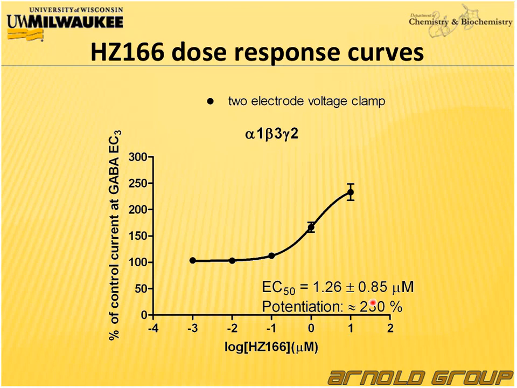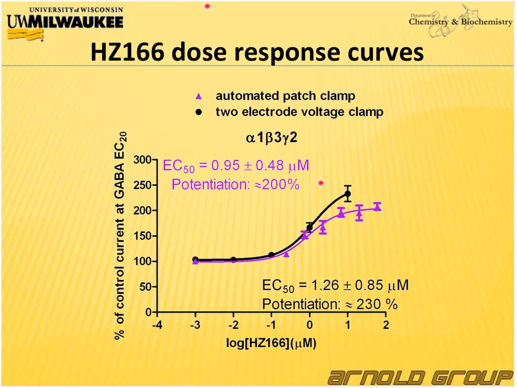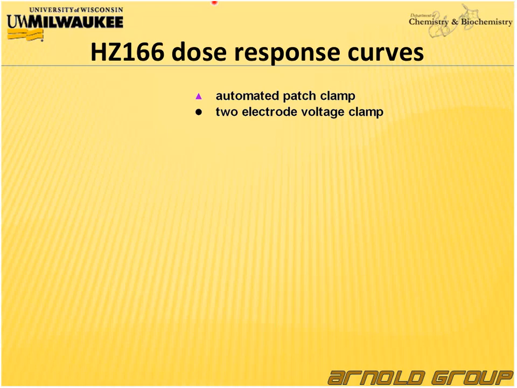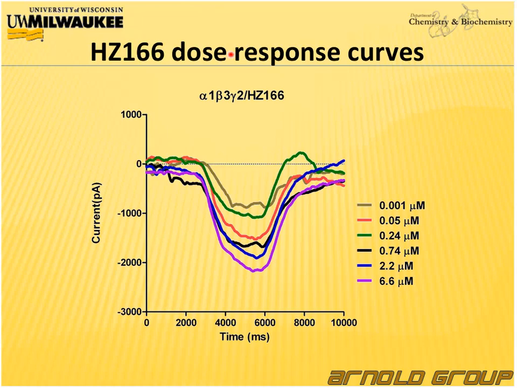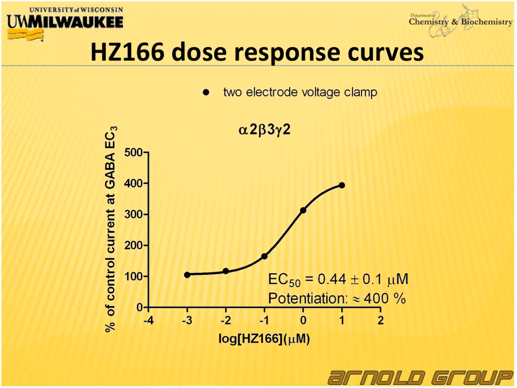current. So for the alpha 1, beta 3, and gamma 2 subunit containing receptor, we find an EC50 of 1.26 micromolar and a potentiation of 230%. And in our assay, we find a very similar EC50 and a very similar potentiation. So in this case, the automated and the manual assay data are in agreement. These are the sweeps, and what we can see here, if we increase the amount of the positive modulator in the presence of a small amount of GABA, we see an increase of the negative current.